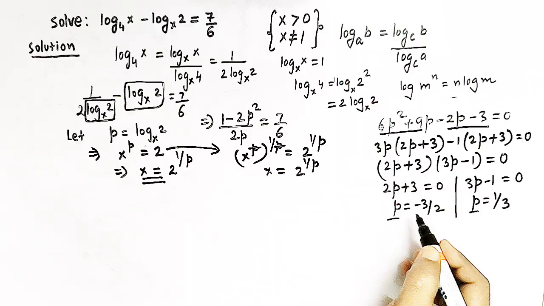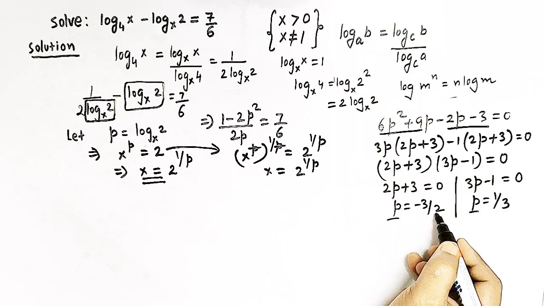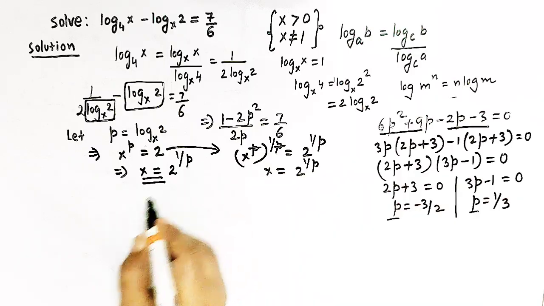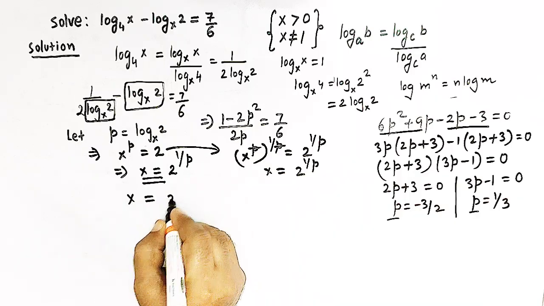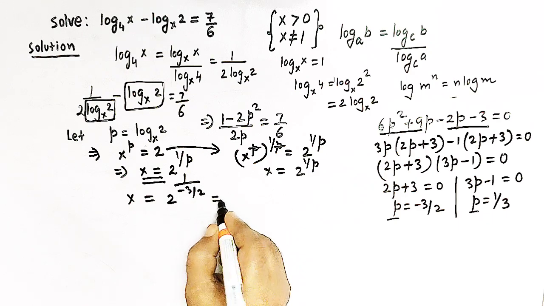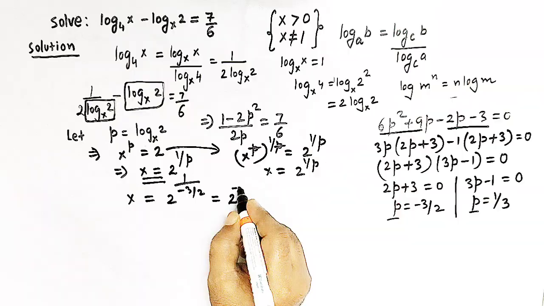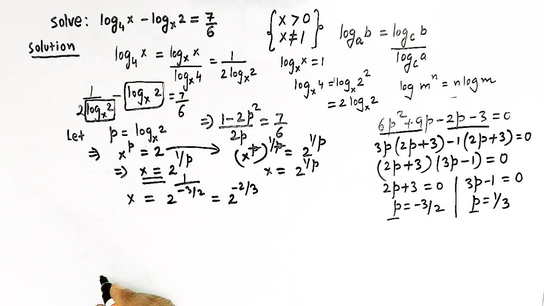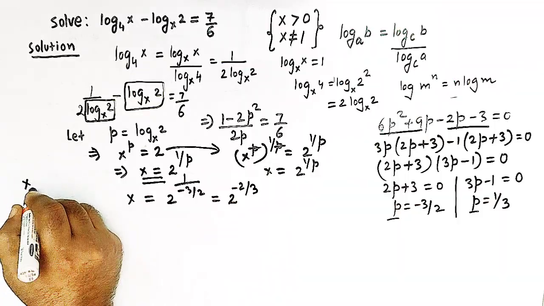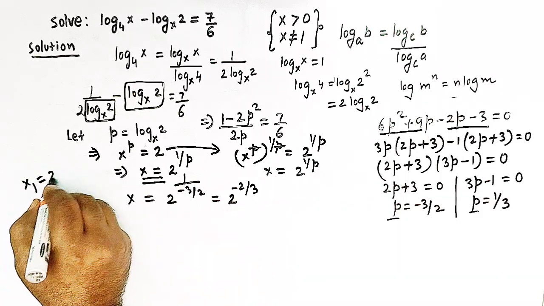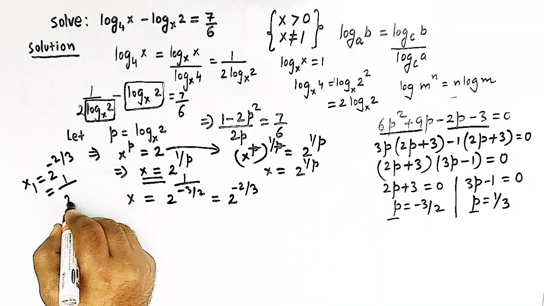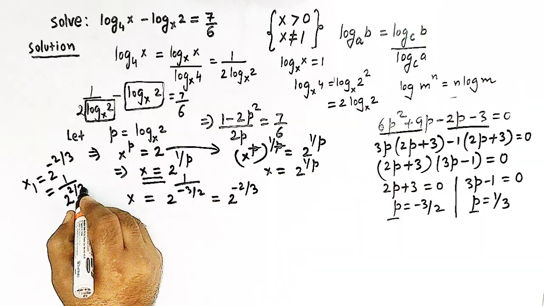So now we can take first p is equal to minus 3 by 2. So taking p is equal to minus 3 over 2 in this expression, we have x is equal to 2 raised to 1 over minus 3 over 2. That can be written as 2 raised to minus 2 over 3, right? So the first solution of this equation is given by x1, that is 2 raised to minus 2 over 3, which can also be written as 1 over 2 raised to 2 over 3.